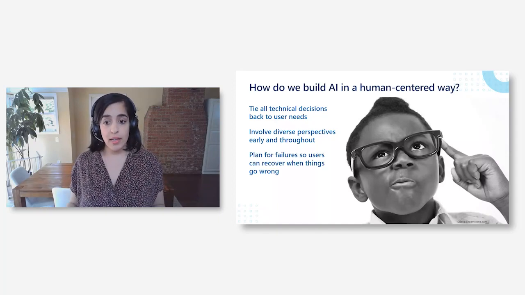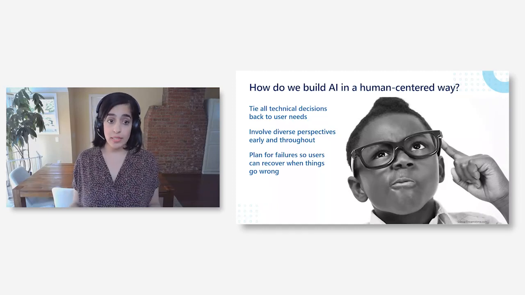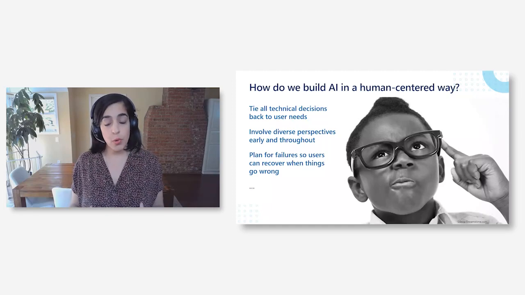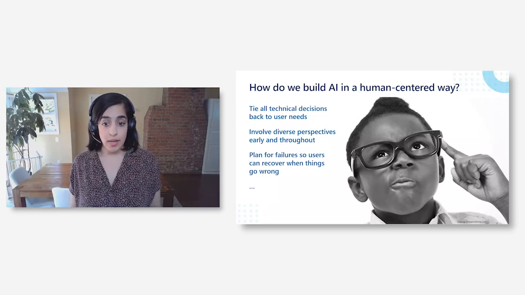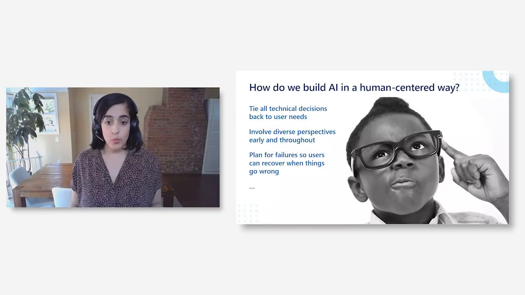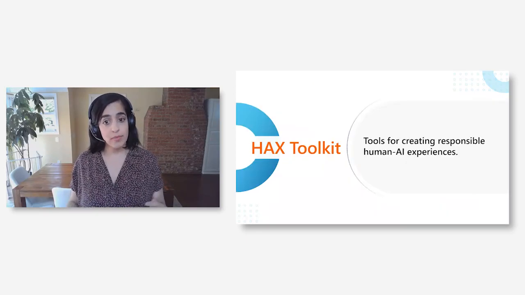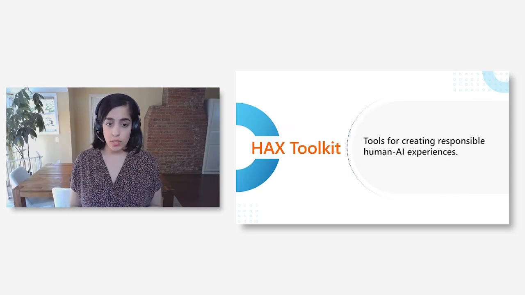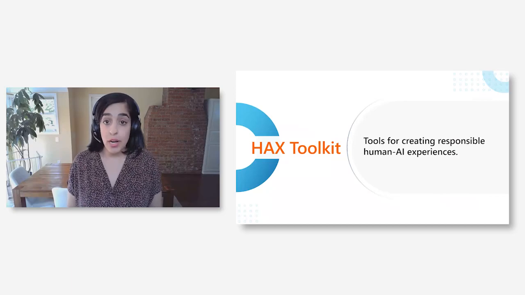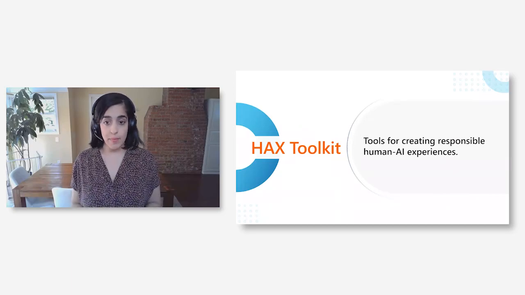Similarly, human-centered AI suggests planning for failures so that people can recover when things inevitably go wrong. Okay, so these are just some of the best practices for human-centered AI, but it's easier said than done. So in this work, we created a toolkit to help. The HAX Toolkit is a set of tools that can help operationalize human-centered practices for creating responsible AI.